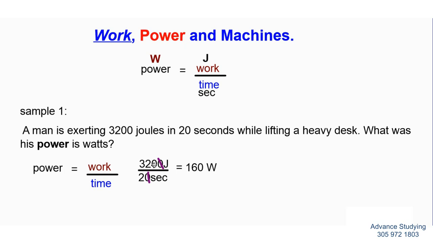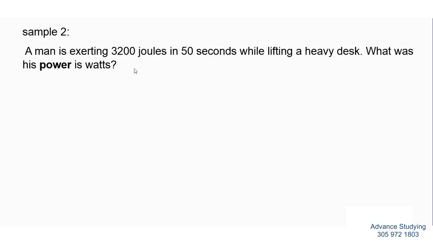Let's look at sample 2. Sample 2 says, a man is exerting 3,200 joules in 50 seconds while lifting a heavy desk. What was his power? Now, I have more time to deal with. The equation remains the same. The joules or the force is the same because it is the same desk that is being lifted. So here's the equation. I am looking for power, and I do have work, which is 3,200 joules, and I have my time, which is 50 seconds.